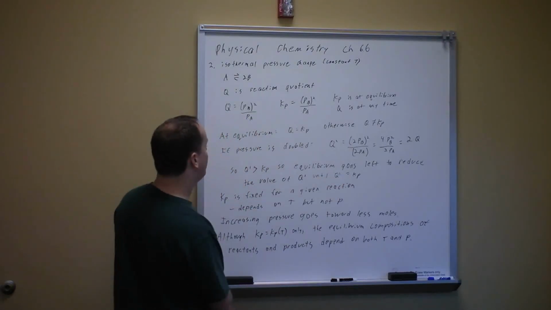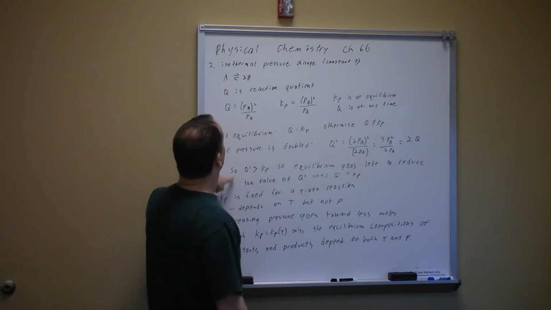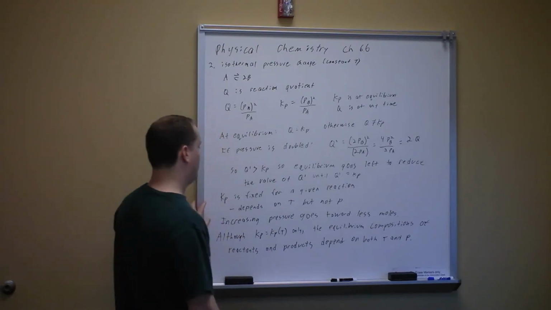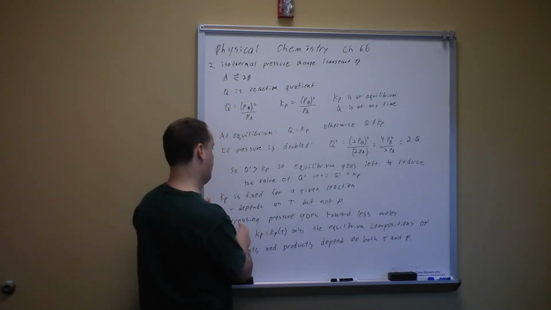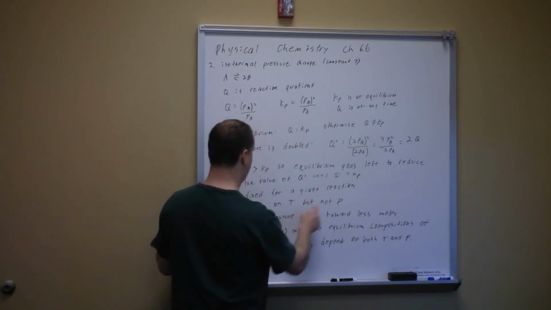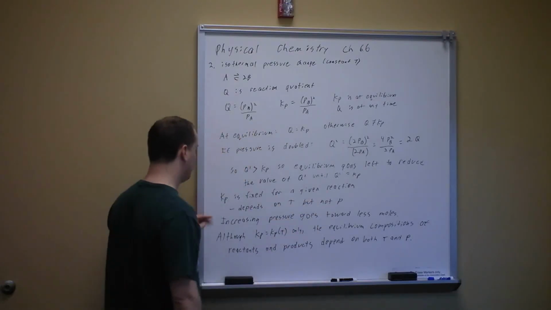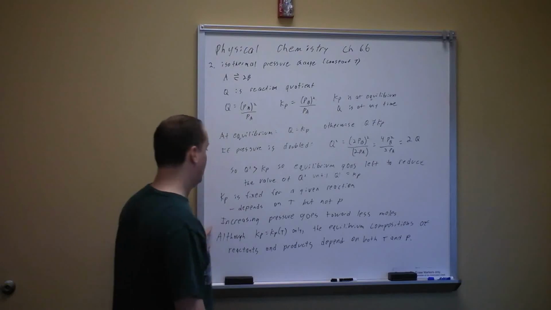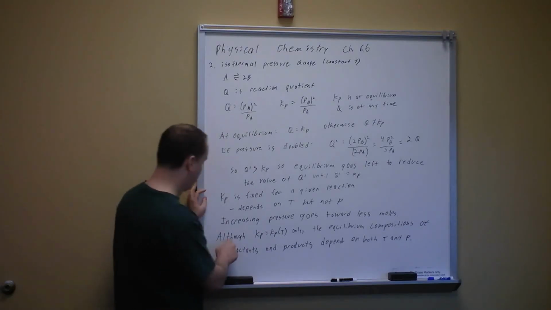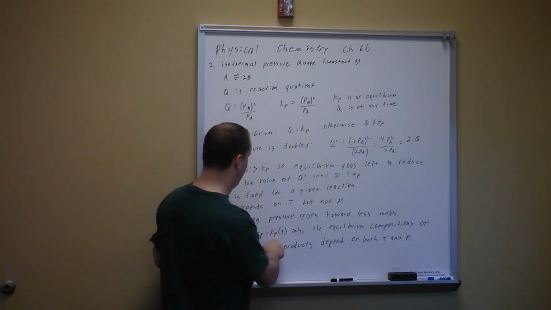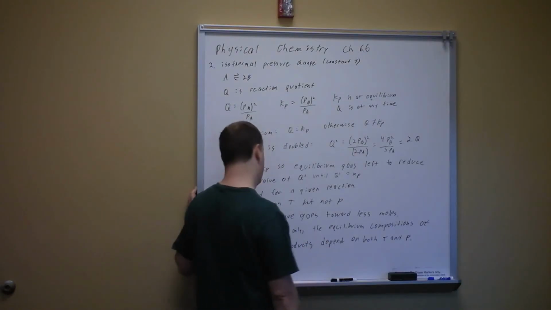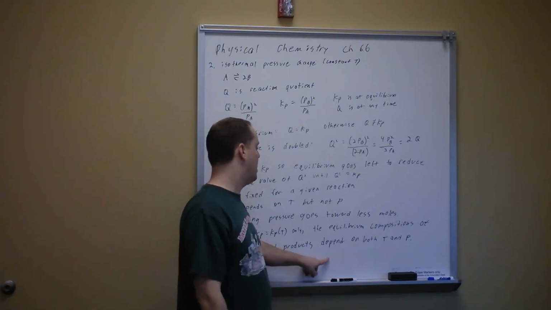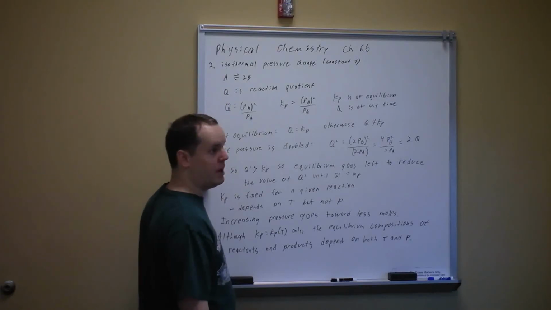Now, what that means in this particular reaction is that there were more moles on the right than left. We know that Kp is fixed for a given reaction, and it depends on temperature but not pressure. But increasing the pressure is going to shift towards fewer moles. So Kp is a function of temperature only, but the equilibrium compositions of both the reactants and the products do depend on pressure, so be careful of that.